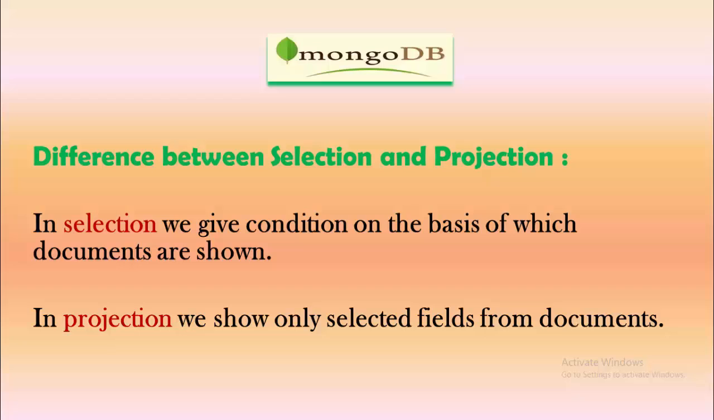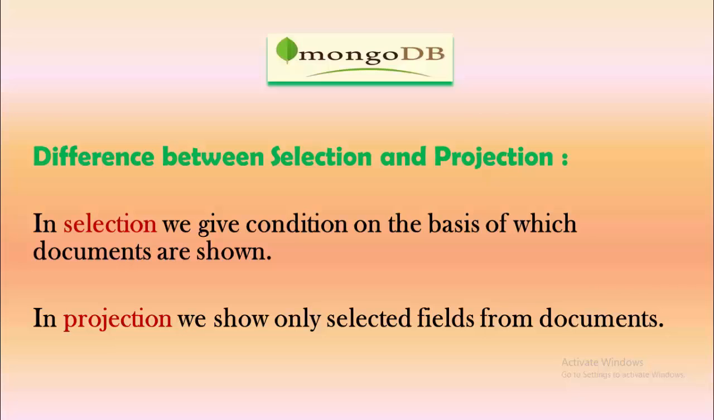Suppose a single document contains multiple fields such as student name, student address, student age, student contact number. In case you want to show only student name and student age, this is nothing but the user defined condition where you only want to show the selected fields. That kind of example will be relatable with projection. And in case you want to specify the condition on the basis of selection criteria, then that will be the condition in the selection.